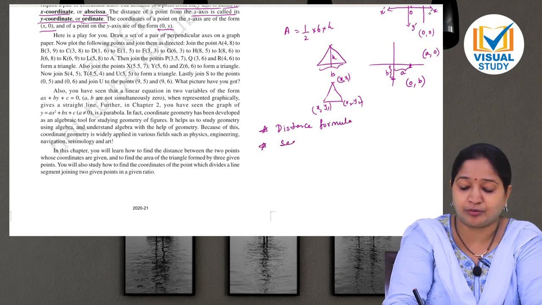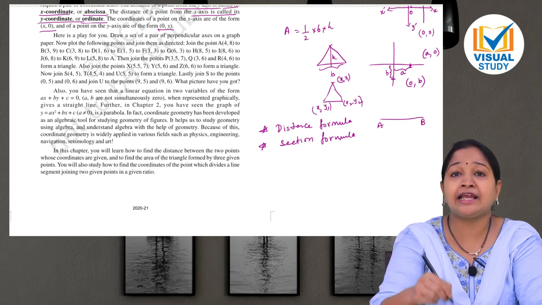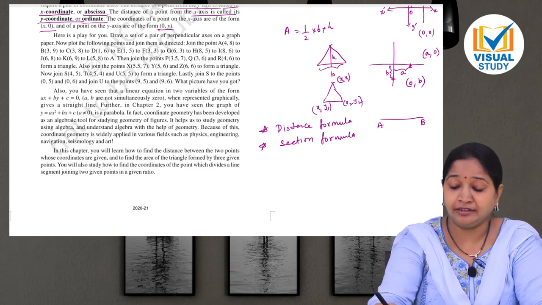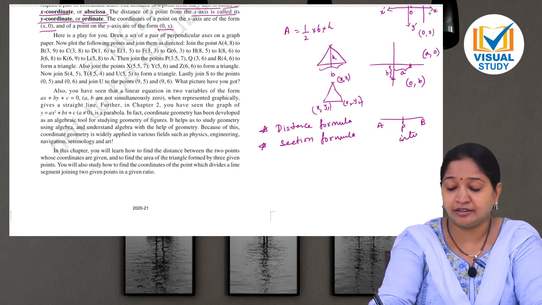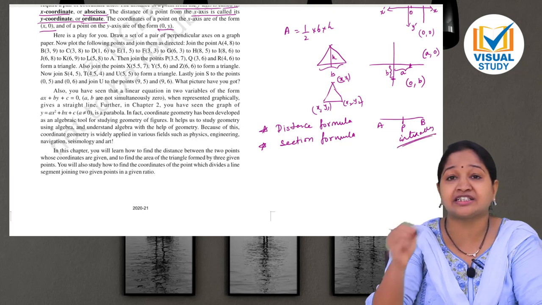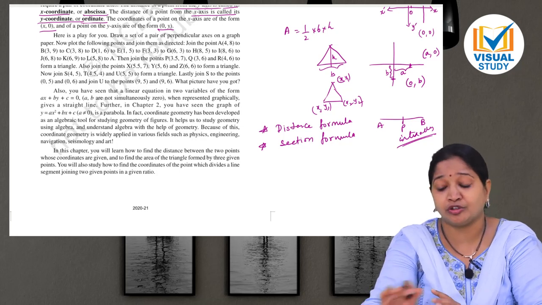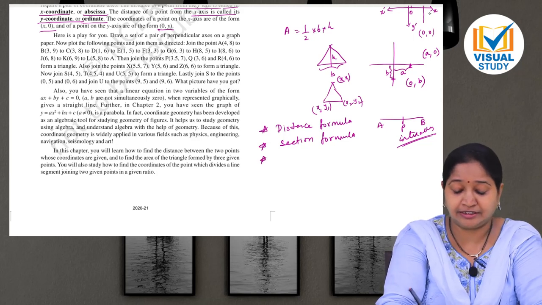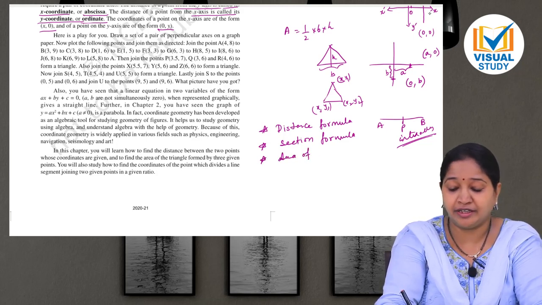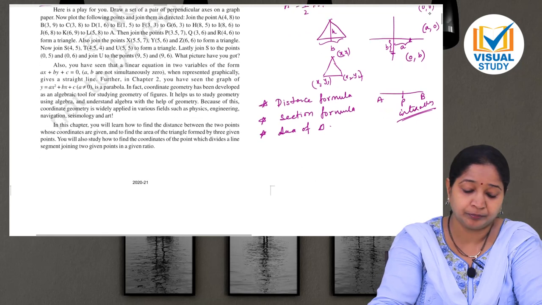second is the section formula. What is this section formula? If I want to divide segment AB at point P internally, actually you have external and internal formulas, but for 10th standard you are not going to use the external formula, you are only using the internal formula. So section formula you have one. Next one is the area of a triangle, when three coordinates, three points are given.